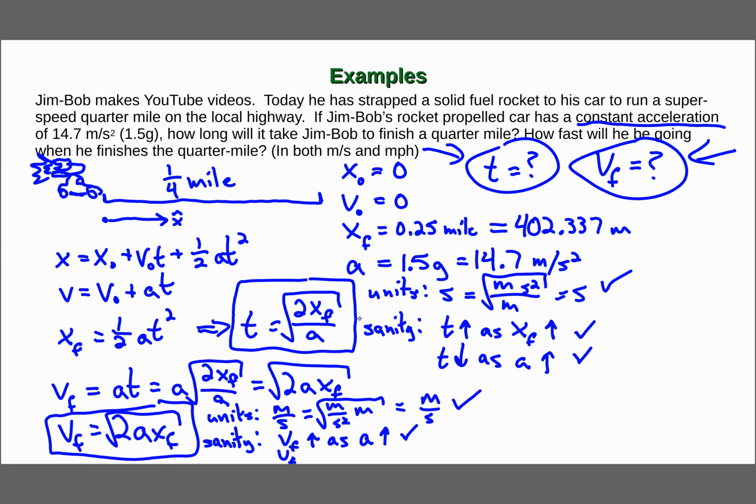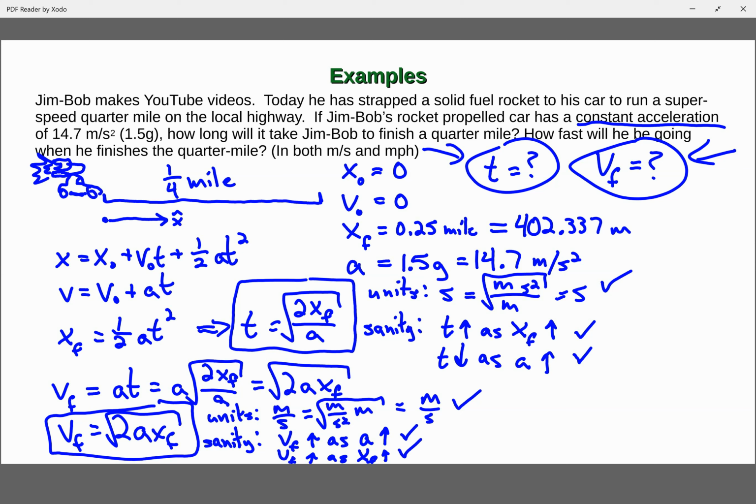And v final goes up as xf goes up. So if he has the same acceleration, but he gets to accelerate over a longer distance, he'll also finish going a faster velocity. That makes sense as well. So we have two answers. Both of them check out on units and sanity. So these are the answers to this problem. And then finally, we plug in numbers at the very end here.